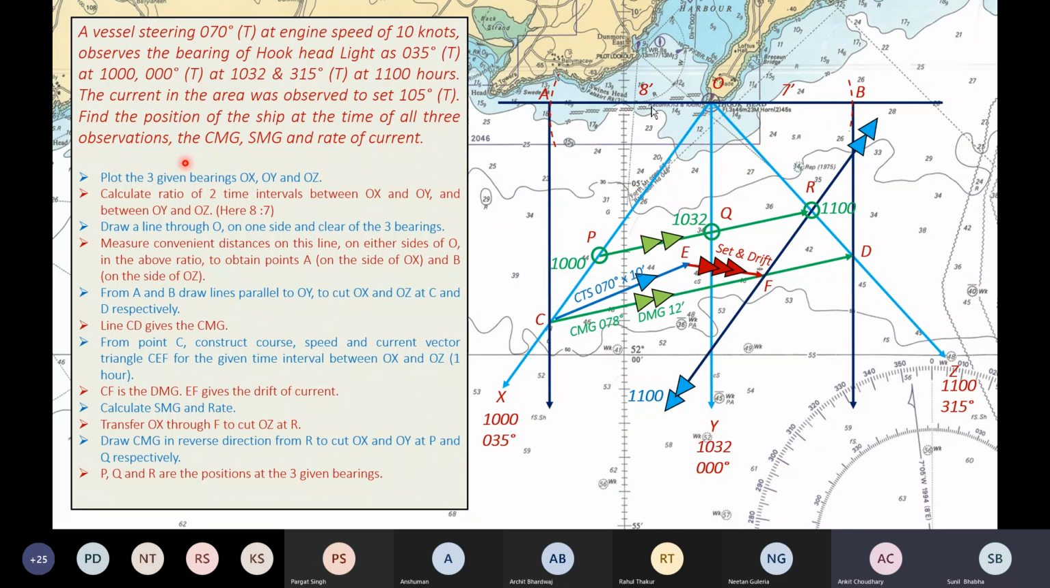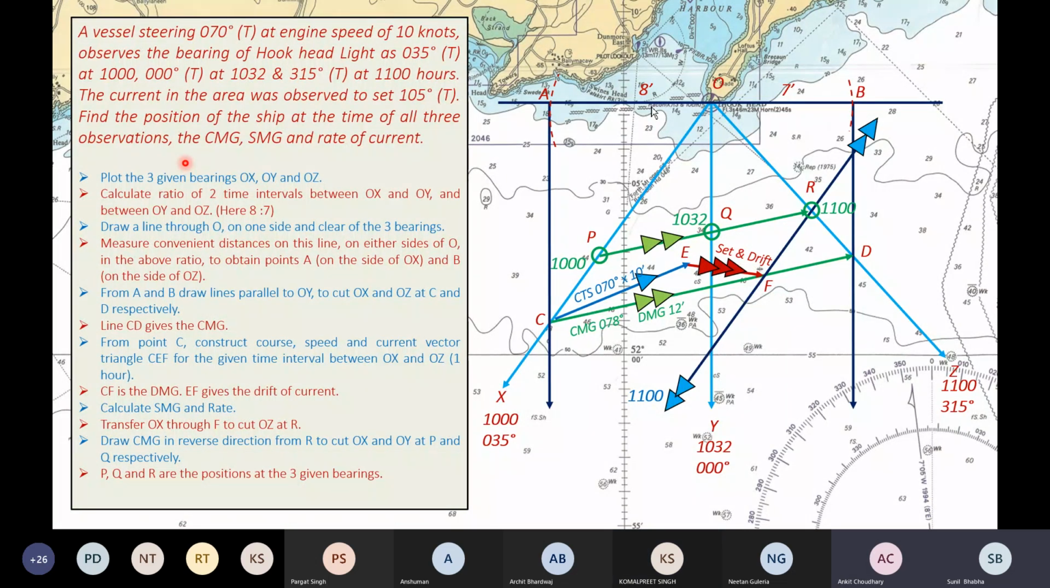Sir, the difference between this question and the running fix is only that in the running fix, both the direction and the rate of the current will be given. If in this question also we are given these two, then directly this question will be solved by running fix. That's correct, sir?